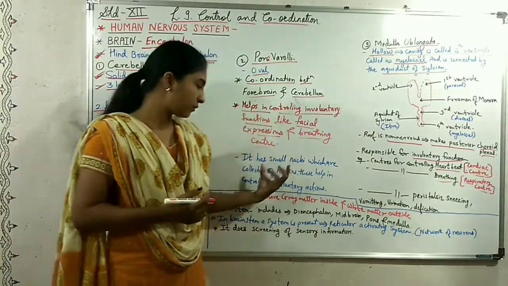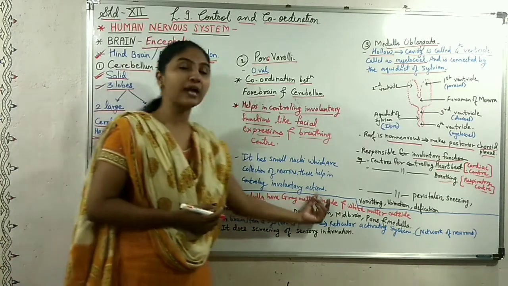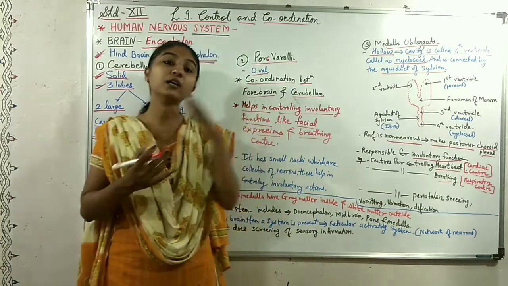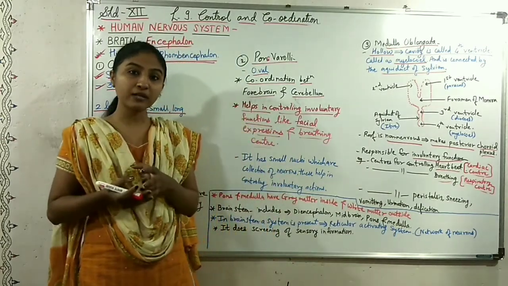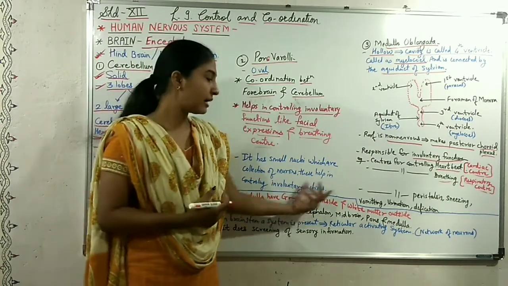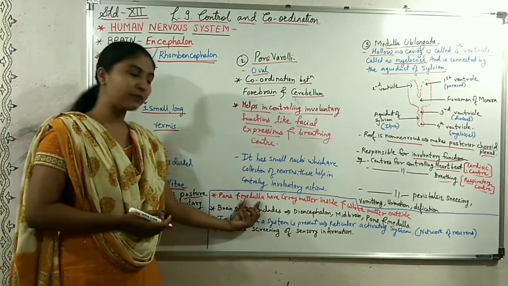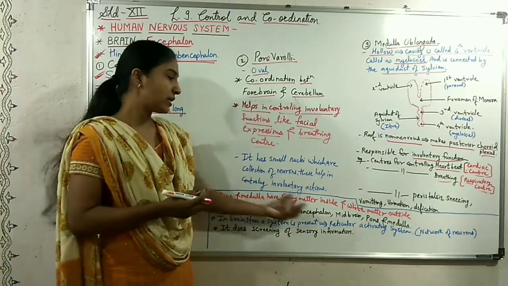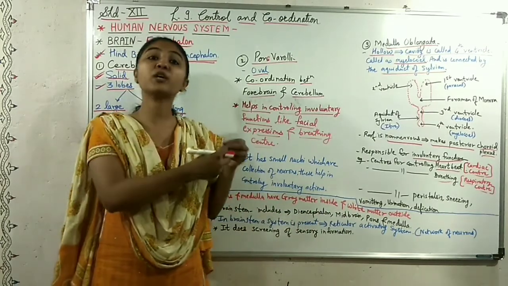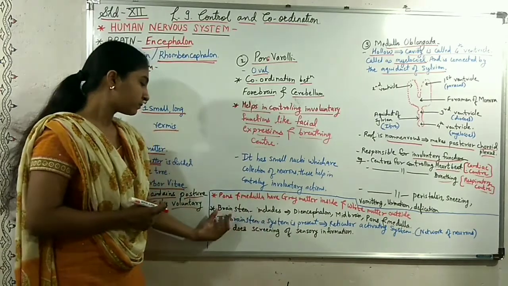Another thing that we will discuss is that pons and medulla have grey matter inside and white matter outside, whereas in other parts of the brain the grey matter is outside and white matter is inside. Here the arrangement of neurons changes in pons and medulla.